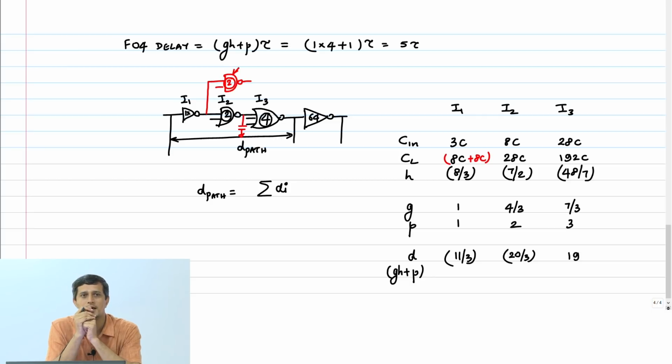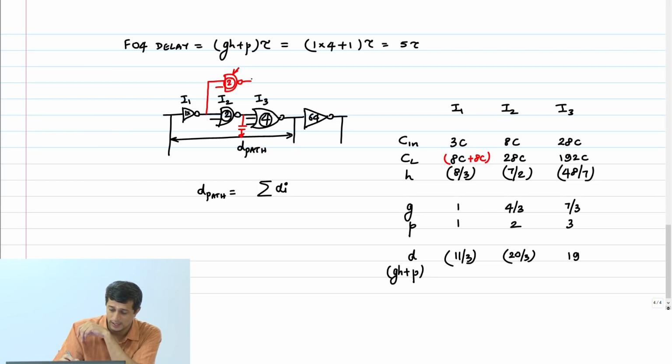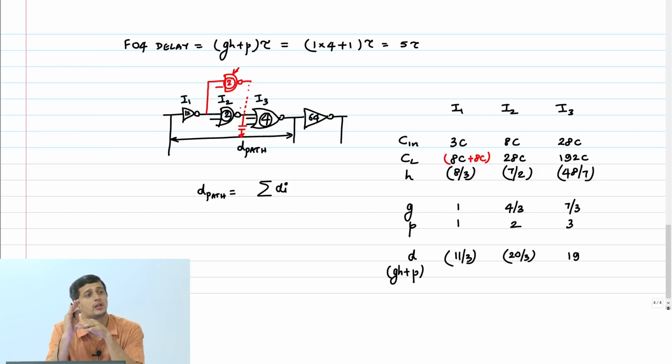Okay, clear? Yeah? If it is connected, you mean like this? Huh? Then it's a different thing altogether. That's a different case altogether.